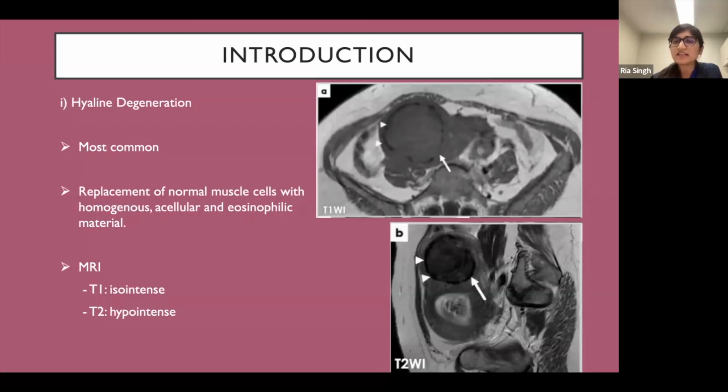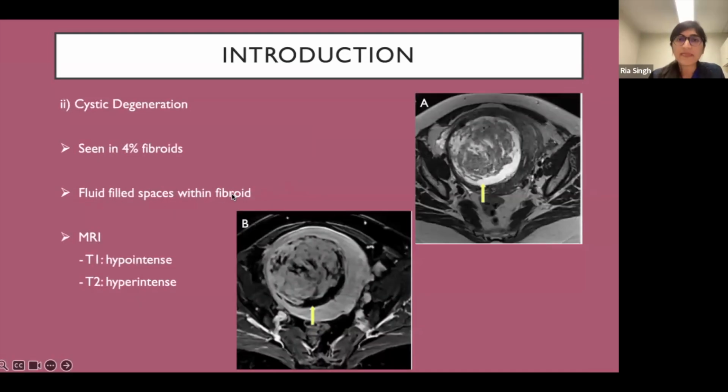So that is basically calcification, and that is commonly seen in chronic hyaline degeneration of a uterine fibroid. Next we have cystic degeneration.